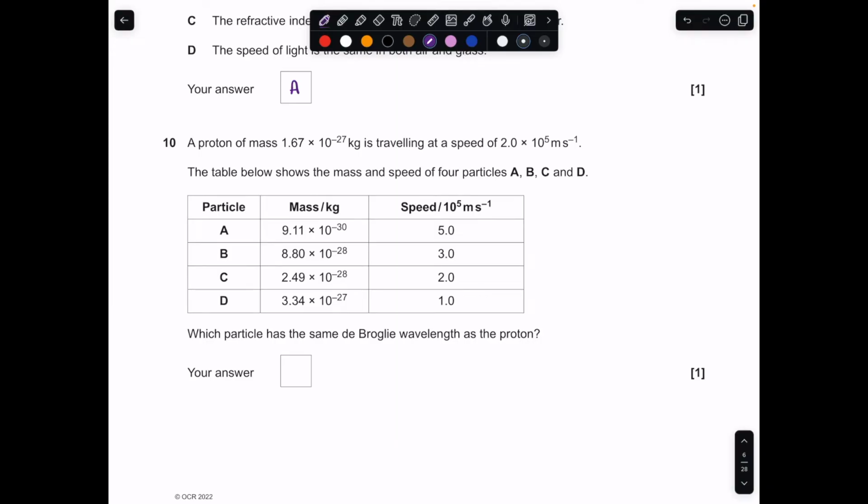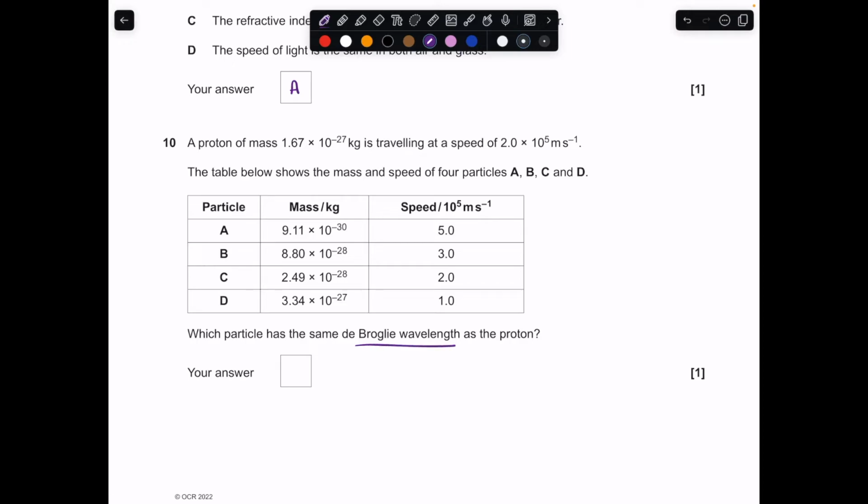Okay, so in question number 10, we are given a proton of mass 1.67 times 10 to the minus 27 kilos traveling at a speed of 2 times 10 to the 5 meters per second. And we're given the table below, which shows the mass and speed of 4 different particles. Which particle has the same de Broglie wavelength as the proton?